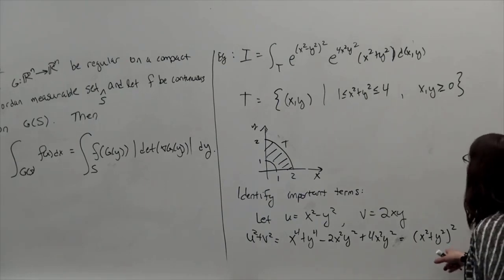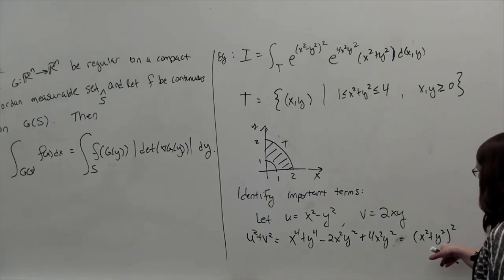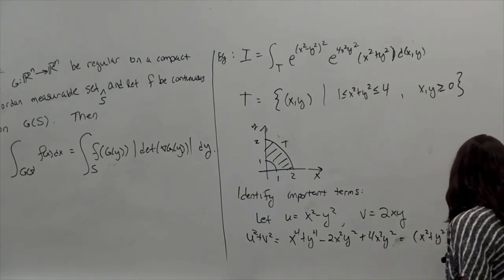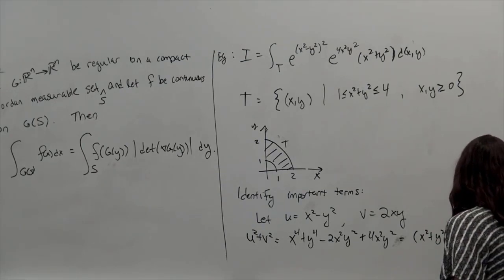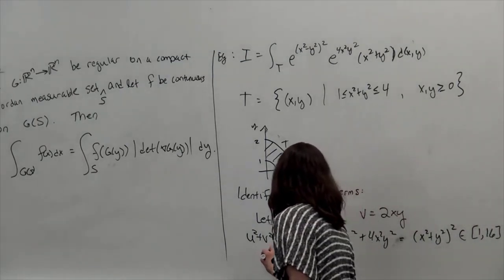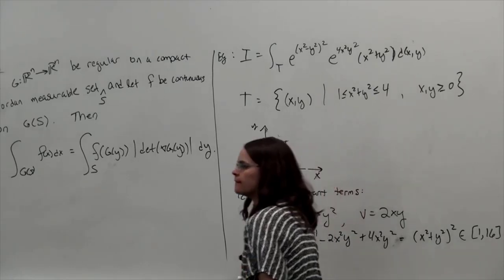Okay, so if x squared plus y squared is between 1 and 4, then this quantity is going to be between 1 and 16. So this is between 1 and 16. And we said it looks like v has got to be also non-negative.